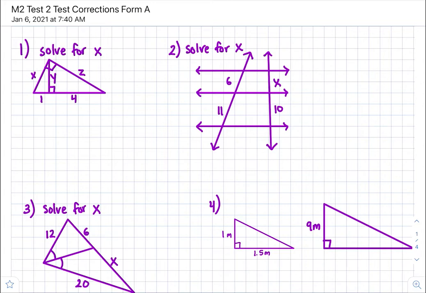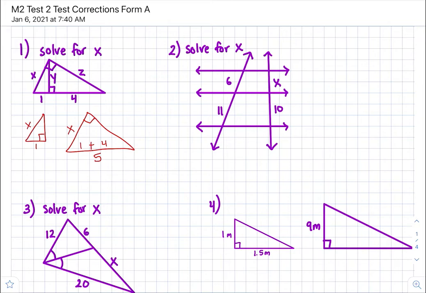Alright, so number one, it says to solve for x. So this is using similar triangles. Similar triangles with right triangles. So one thing to notice is, since you're solving for x, there's this smaller triangle, there's x and 1, and we're comparing it to the bigger triangle. This is where the x is, and this whole length right here is 5. 1 plus 4 is 5.